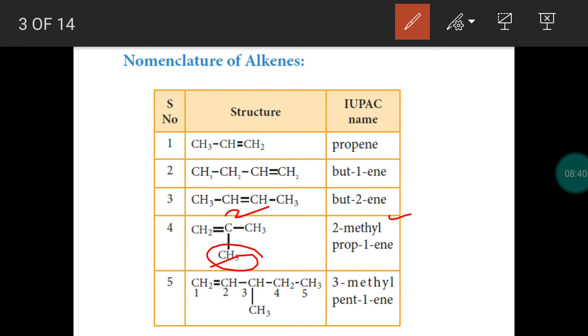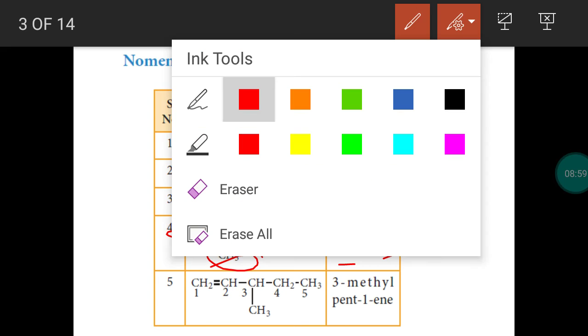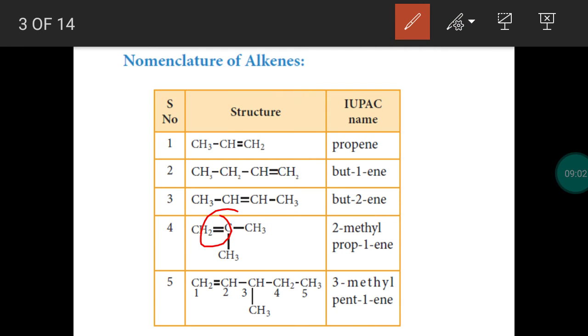Next, the root word. In the longest chain, 3 carbon atoms, root word prop. And what is the primary suffix? ene, because a double bond is present. No functional group, so the secondary suffix will not be mentioned. And what is the position of the double bond? First carbon. The double bond is present between the first and second carbon. We take the least number, number 1. So the IUPAC nomenclature of this fourth example is 2-methylprop-1-ene.